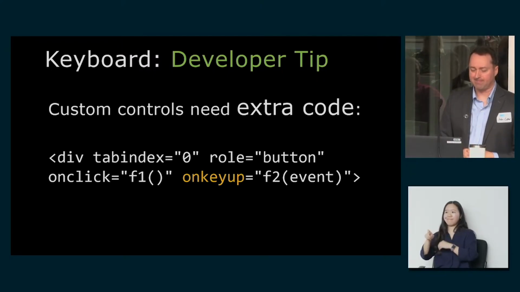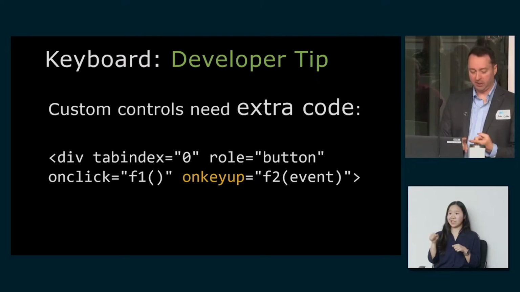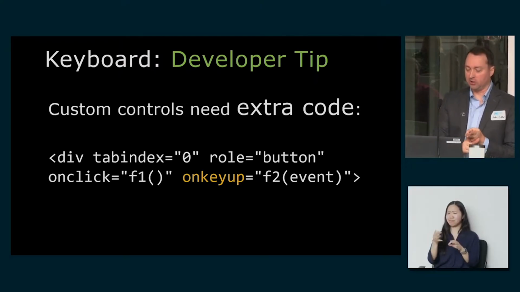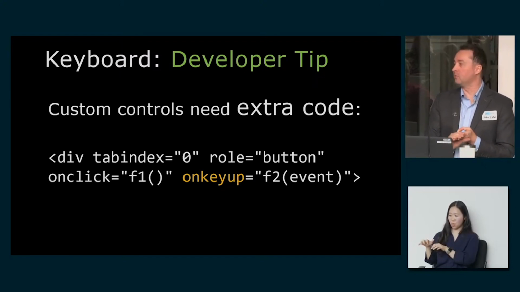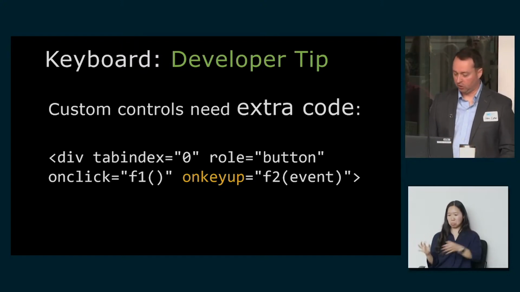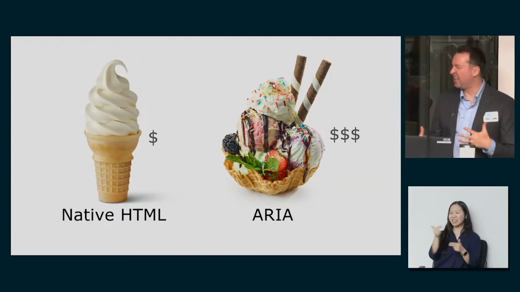And why? You just could have used the button tag. The button is naturally in the tab order. And it naturally listens for keyboard events and fires click events. And then the button provides the semantics to the screen reader user. So this is kind of a funny slide that relates to that.